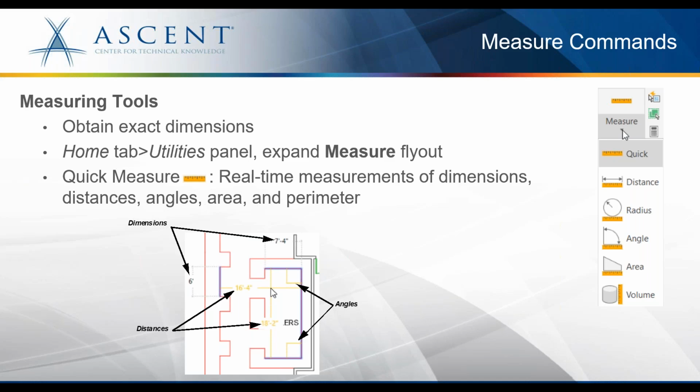So for example, you need to check the diameter of a machine cylinder, or the distance from the property line to the corner of a parking lot, or you need to know the area of a room in a house. So how do you obtain those measurements? The software provides us with various measure tools. They enable us to measure distances, radius, diameters, angles, areas, and volumes.